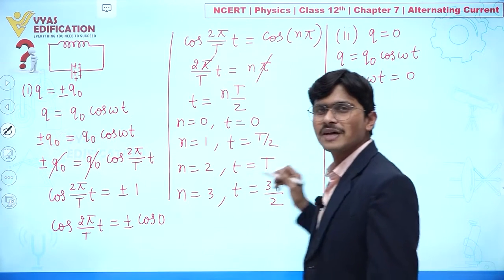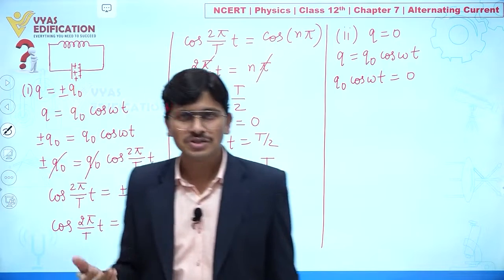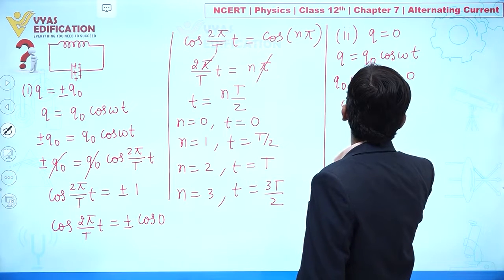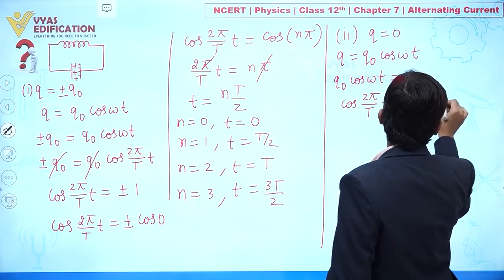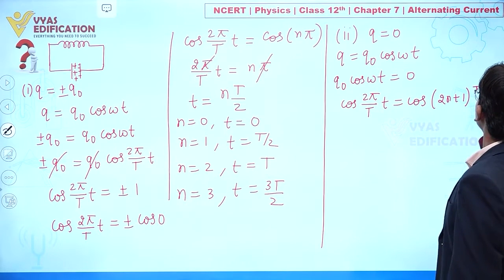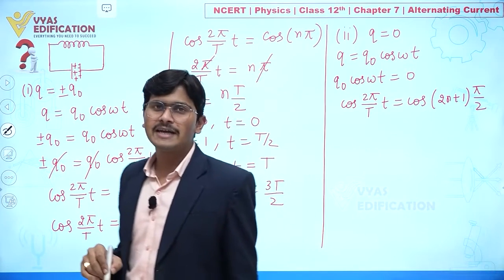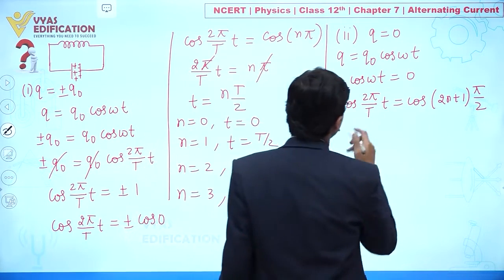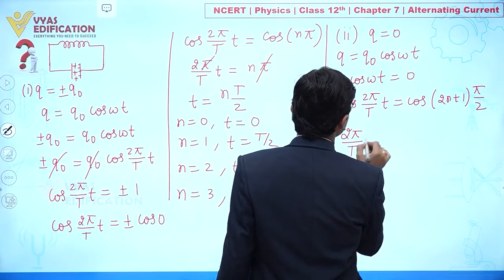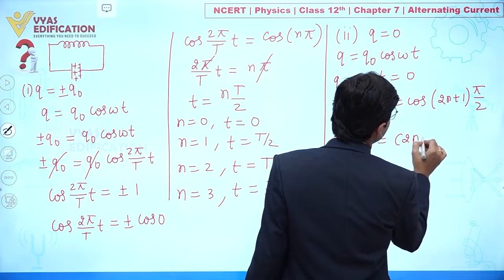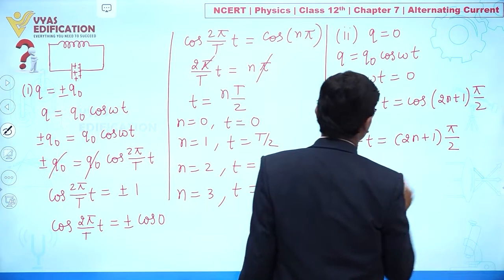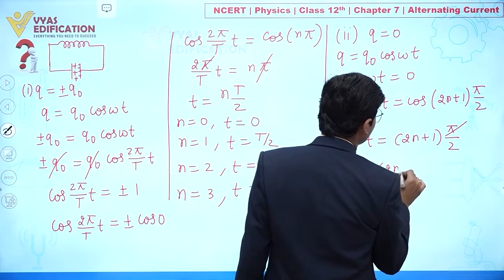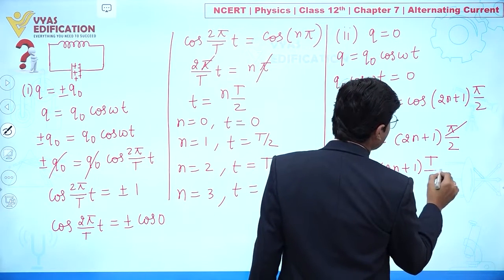Now whenever we get this value 0, it is cos pi by 2, cos 3 pi by 2. If I generalize, cos of 2 pi by T into t is equal to cos of (2n plus 1) pi by 2. If you place n equal to 0, I get cos pi by 2; for 1, 3 pi by 2, and in all conditions you are getting 0. So 2 pi by T times t is given by (2n plus 1) pi by 2. The pi and pi cancel out, so the value of t is (2n plus 1) times capital T by 4.